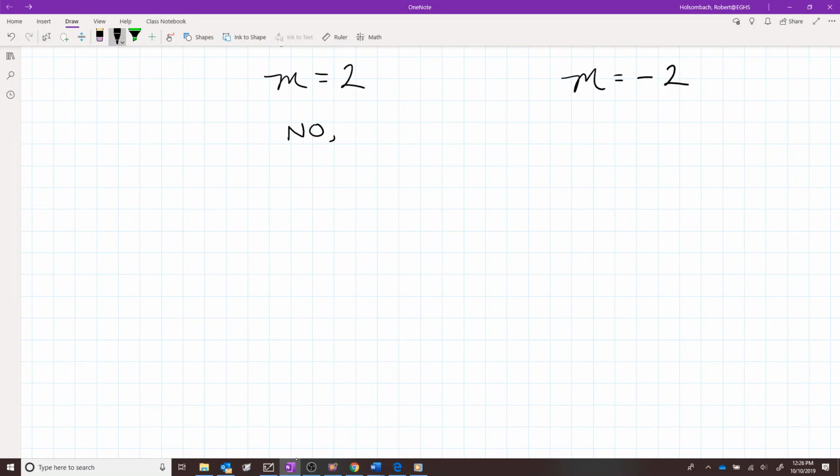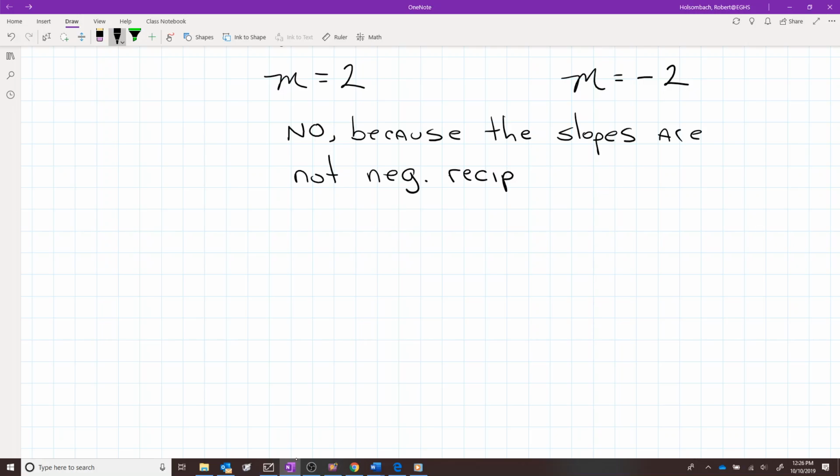And they're not perpendicular because the slopes are not negative reciprocals. Alright, that's the first 5 problems.